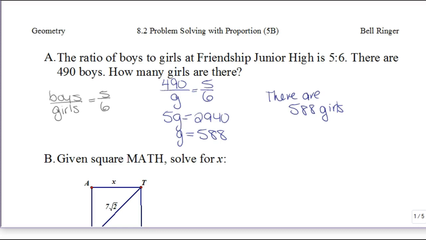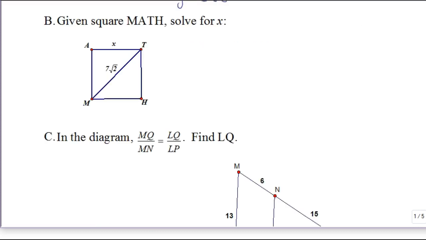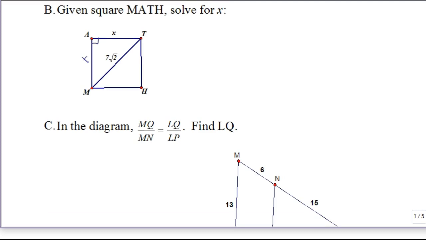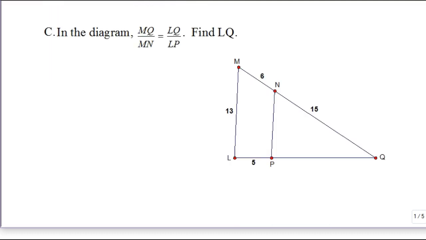Let's look at the next one. This question is a review from yesterday, so I'm just going to let you guys solve. X equals 7, so the side length of the square is 7. For the next problem, we need to set up the proportion and then solve to find LQ.